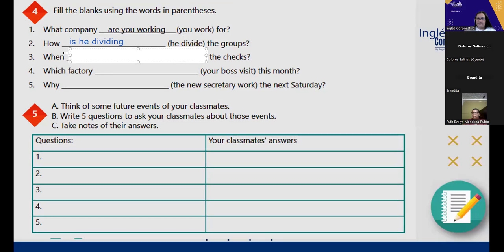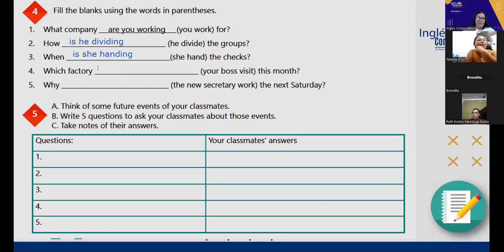When? When is she handing the checks? Is she handing the checks? When is she handing the checks? Which factory are you boss visiting? Are you boss or is your boss?